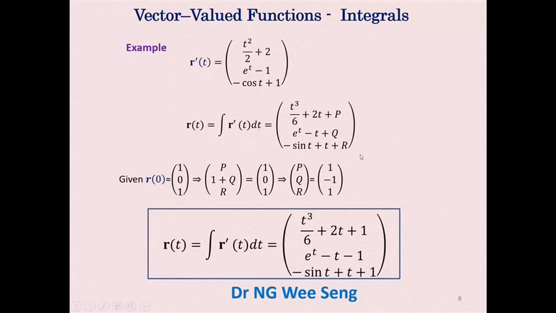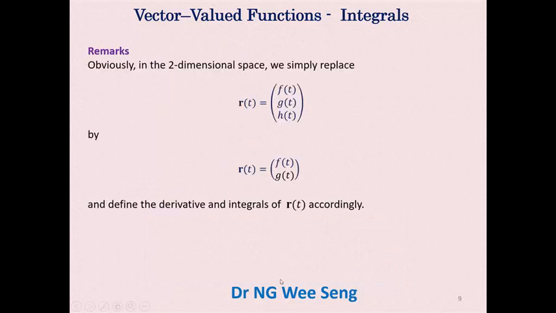In order to find P, Q, and R, we need the initial position, which we are given. This is (1, 0, 1). Equate (1, 0, 1) to this vector when t equals 0. Form these equations and solve for P, Q, and R. So P is 1, Q is minus 1, R equals 1. Plug them back into the formula for r(t), and we are done.